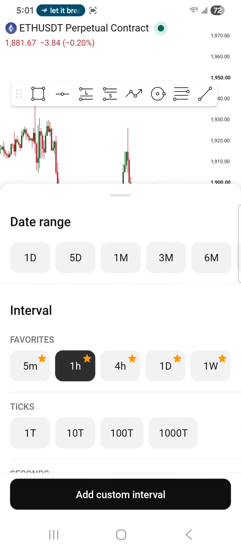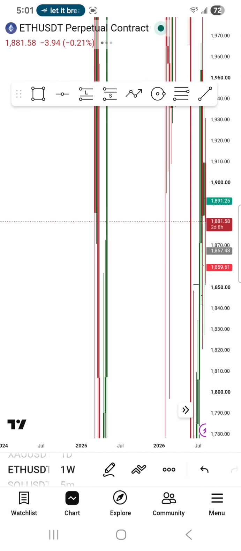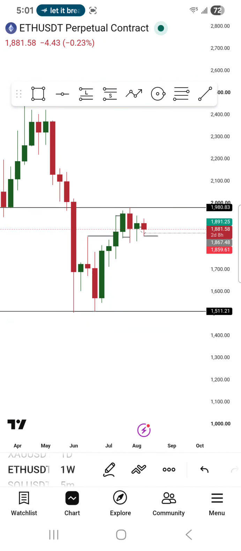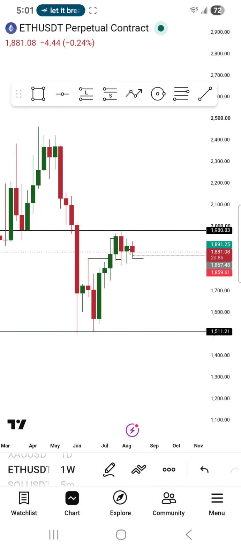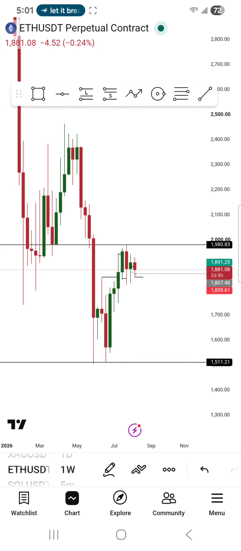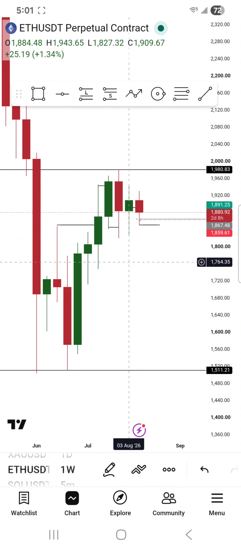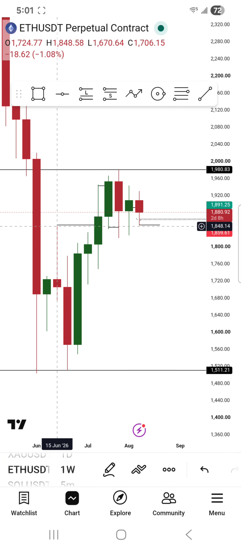First of all, I went to the weekly time frame as usual, guys. You cannot trade without observing what is happening in the higher time frame. Okay, so I went to the weekly time frame and I was able to spot this guy here. This is the most recent break of structure and it's to the upside.